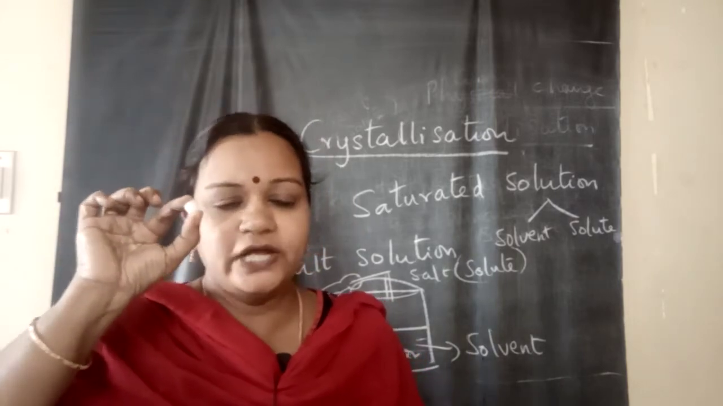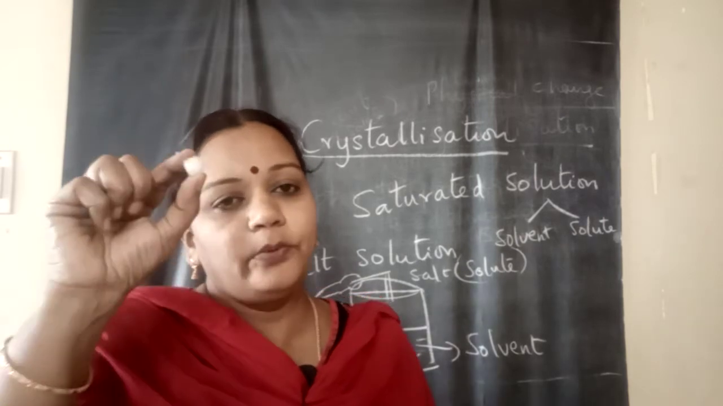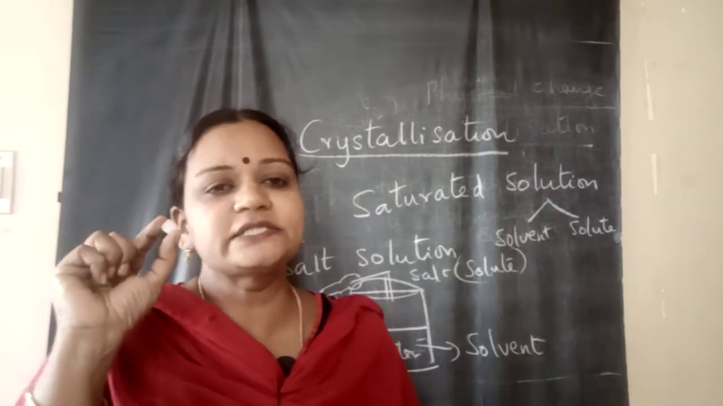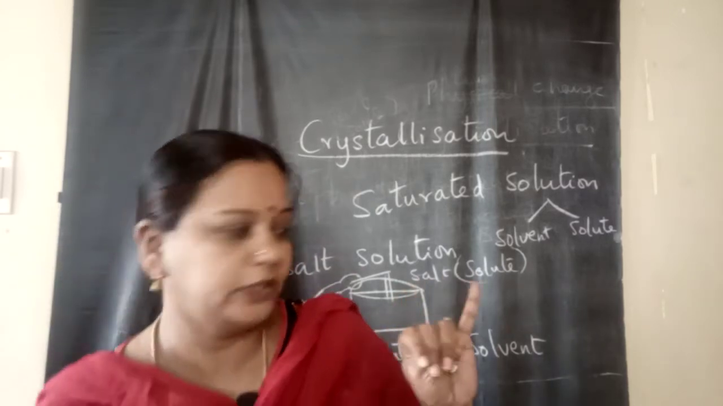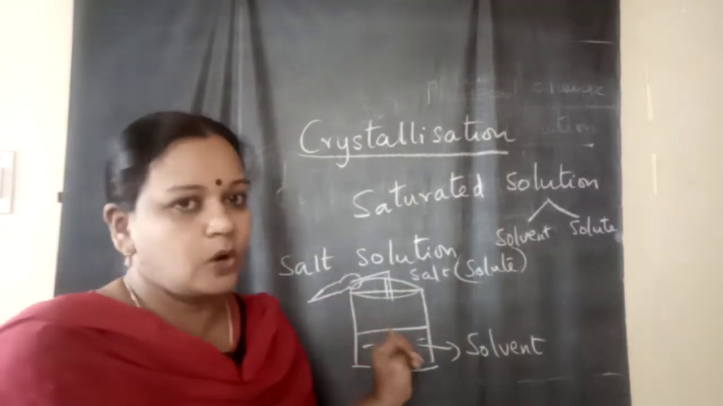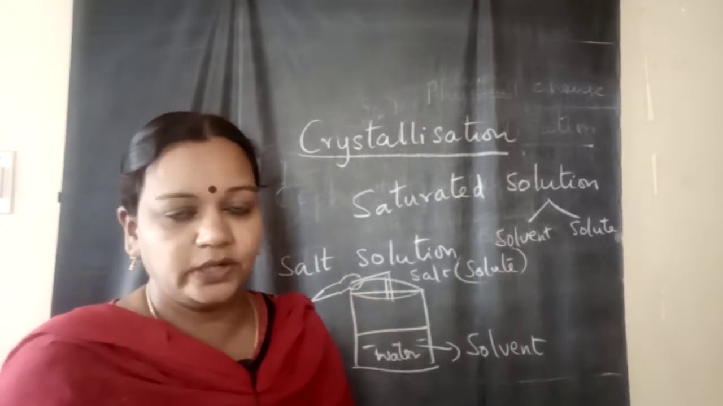So generally the crystallization method is followed only for producing crystal salts. So what is involved here? First you take water, and the water is hot, and you start adding the salt, and you prepare the saturated salt solution.